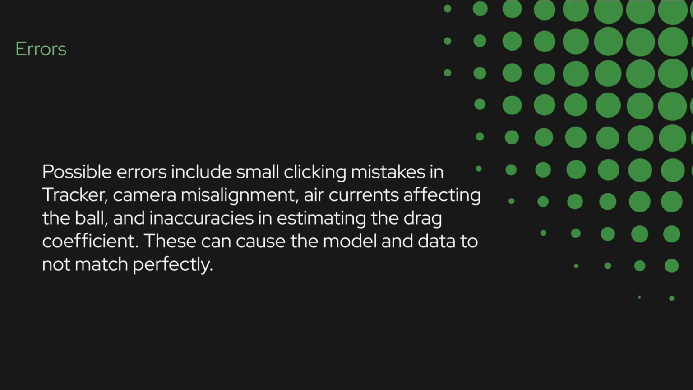There are a few possible errors in this lab. Small clicking errors in Tracker can shift the measured positions. The camera might not have been perfectly perpendicular, introducing distortion. Air currents in the room can slightly change the flight path of such a light object. And finally, estimating the drag coefficient is never exact. It can vary with the ball shape and orientation. These errors together explain the small difference between the model and the experimental data.